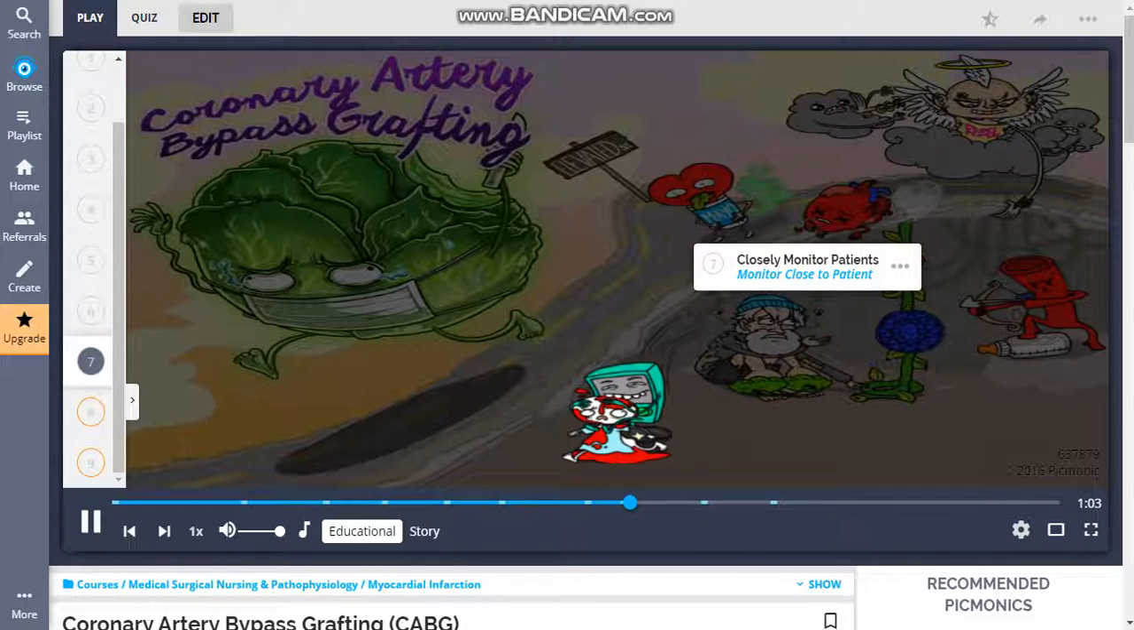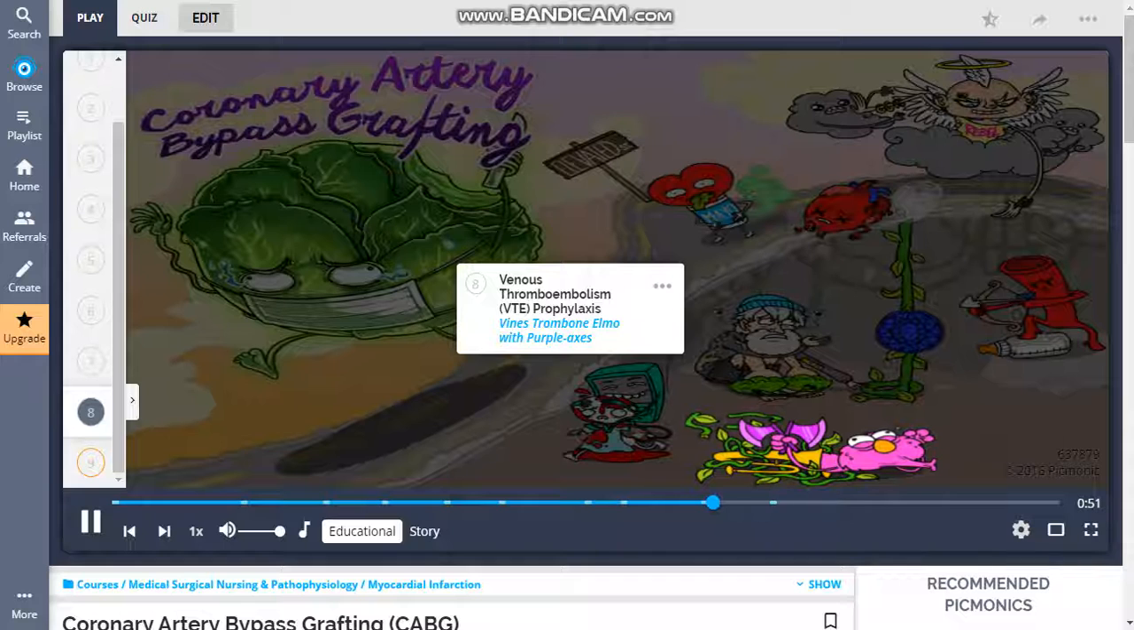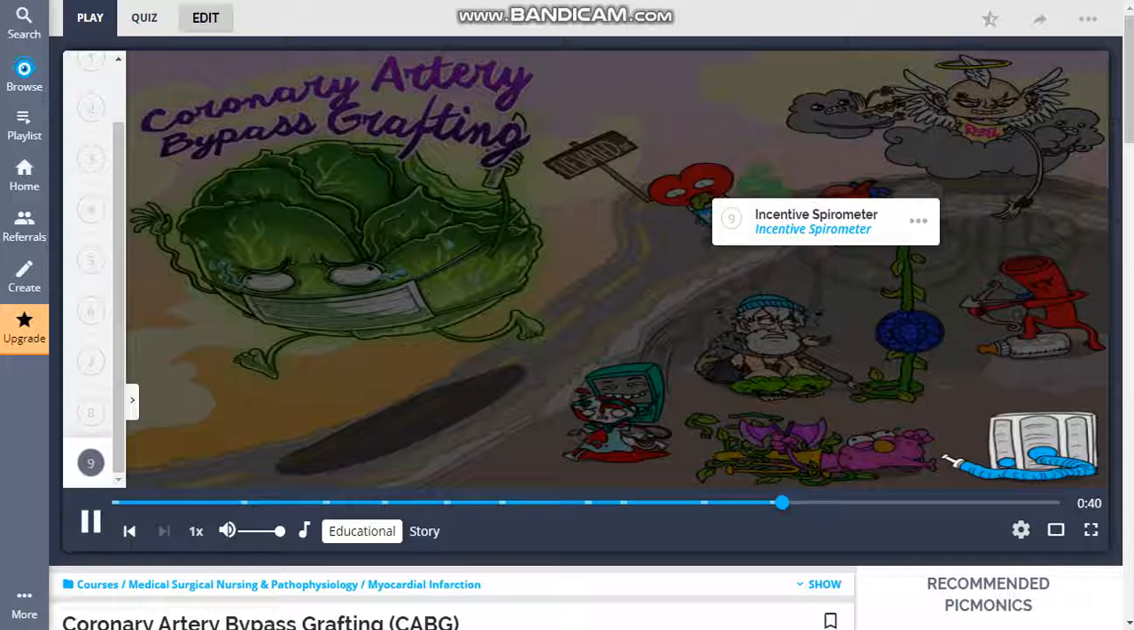Following surgery, closely monitor patients, shown by the monitor close to the patient. This includes assessing for signs and symptoms of bleeding and fluid and hemodynamic values. Like with many surgical procedures, venous thromboembolism prophylaxis should be initiated, shown by the Vine's trombone Elmo with purple axes, and the patient should be encouraged to use an incentive spirometer, shown literally, as this helps prevent post-operative complications.